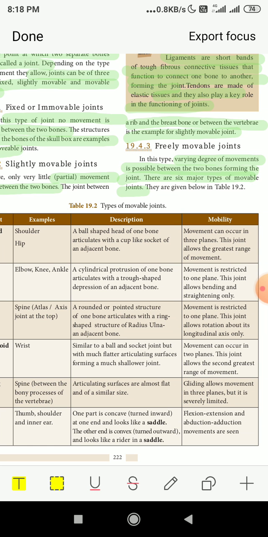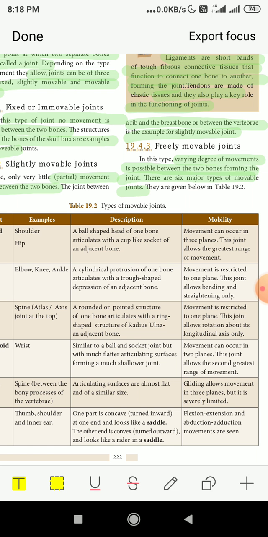Knees also, we can bend our knees to the back side, we can't bend them on the forward side. So that is also a hinge joint. Ankle of the leg. A cylindrical protrusion of one bone articulates with a trough-shaped depression of one adjacent bone. Protrusion means only in one direction one bone articulates. That means only in one direction it is articulated, so it can move only in one direction.